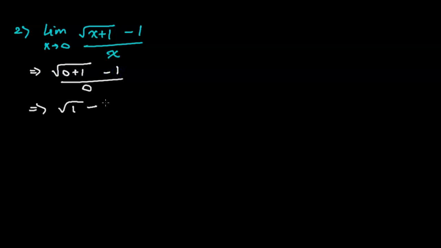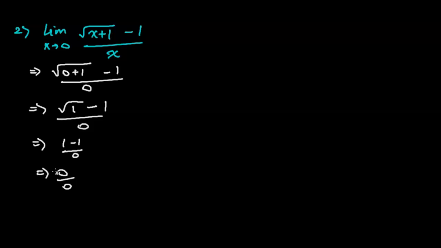So it gives us root 1 minus 1 over 0. Root 1 is 1, minus 1, over 0. That would give us 0 over 0. So this ends up in an indeterminate form. That means this is a problem where direct substitution does not work.